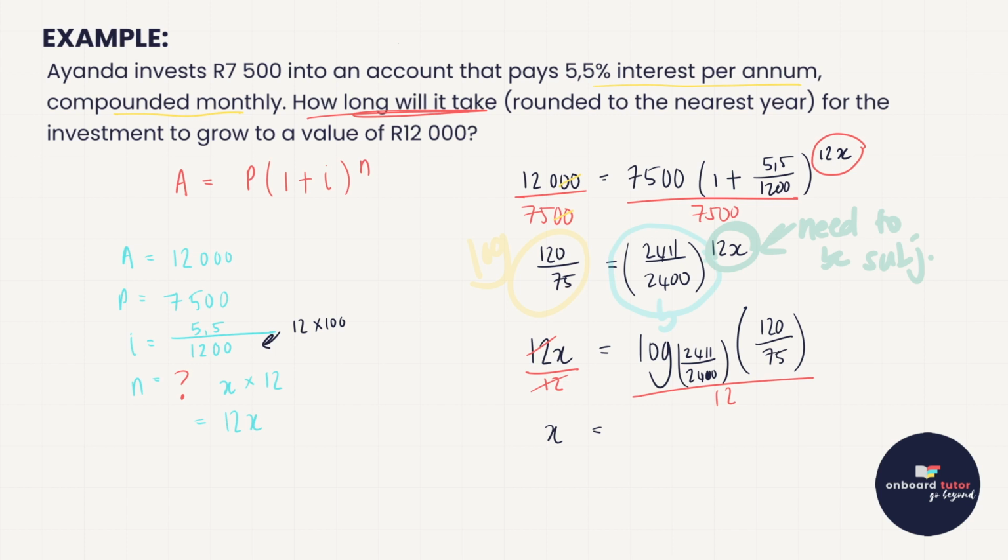Okay, and then once I've worked that out, I'm going to divide it all by 12, and that gives me an answer there of 8,565, etc. Okay, but have a look at what they've specifically said here. They said, how long will it take? Rounded to the nearest year. And so therefore we need to then say x is equal to 9 years. Okay, after 9 years, Ayanda's investment will have grown to 12,000 Rand.